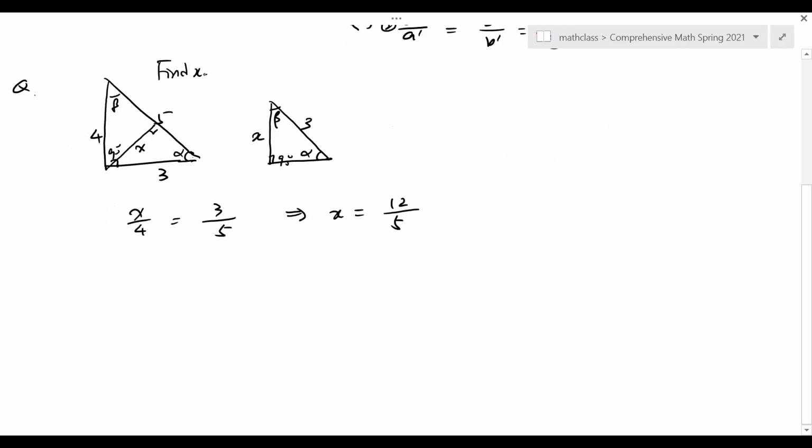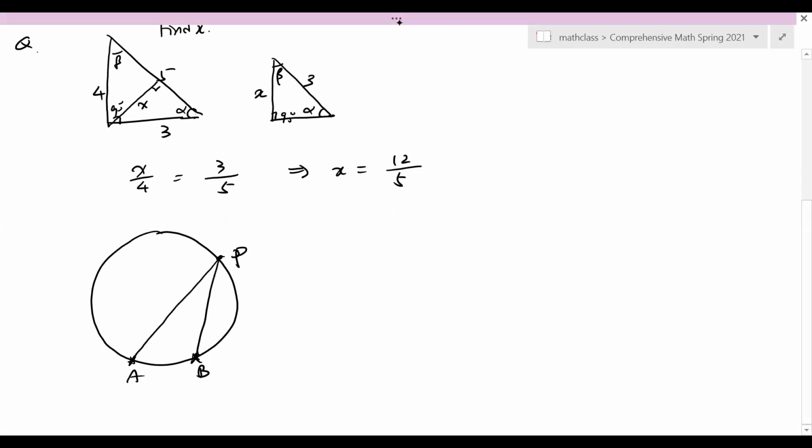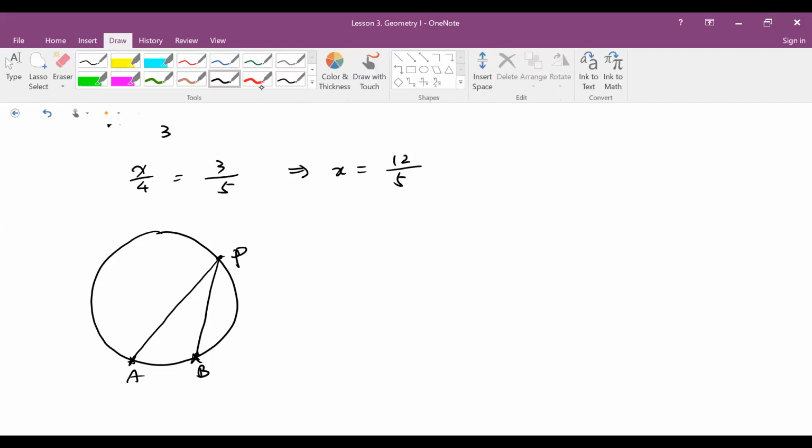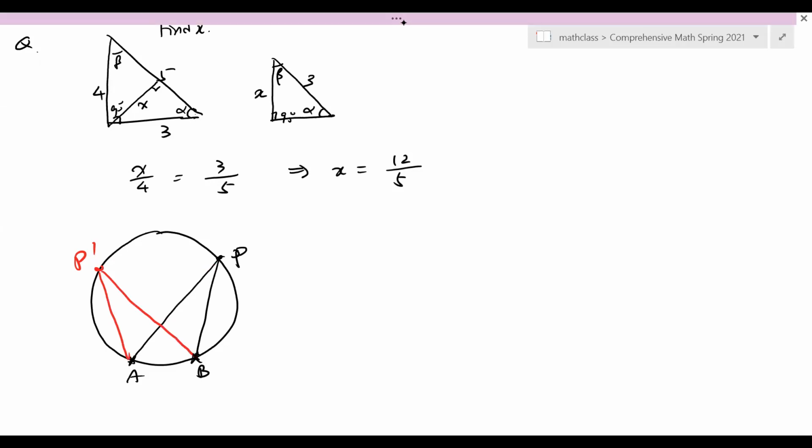Now another important property is about the circle. You have two points A and B, and here's another point P. Draw the line here. So I have another point, I use a different color, here's P prime. This angle, let's call it alpha prime. This angle is alpha.